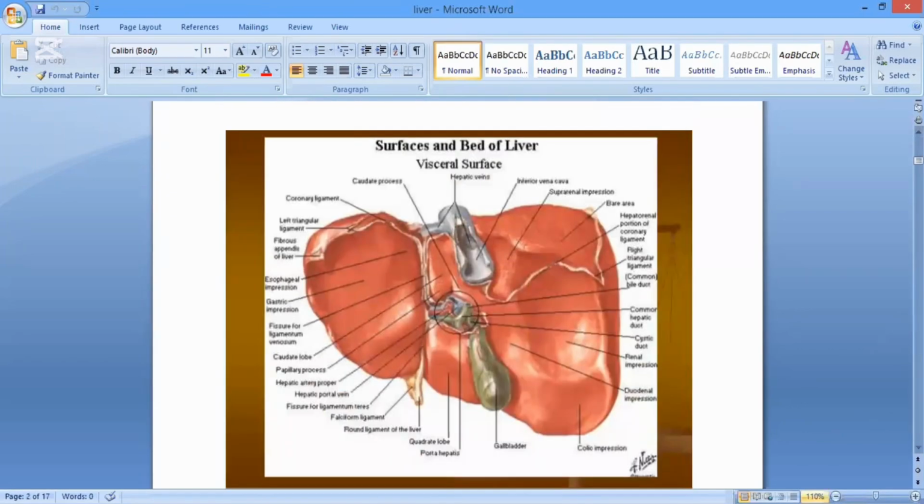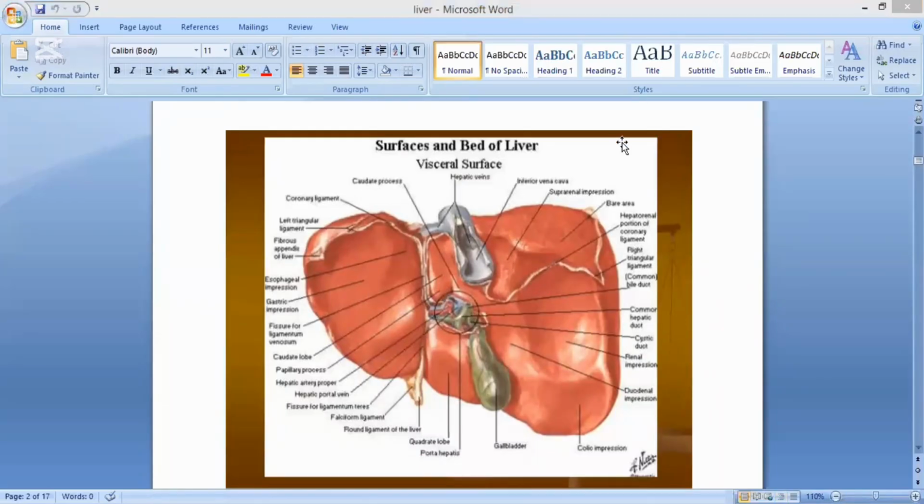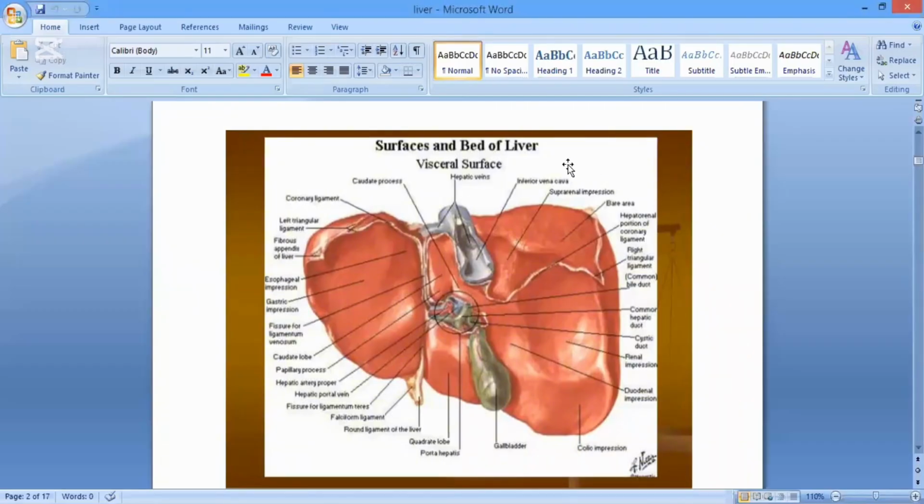Have a look over this quadrate lobe of the liver. You can see the quadrate lobe of the liver. It is situated on the posterior inferior surface. It is bounded on the right side by the groove for the inferior vena cava, and on the left side it is limited by the fissure for the ligamentum venosum. Inferiorly, it is limited by the porta hepatis.